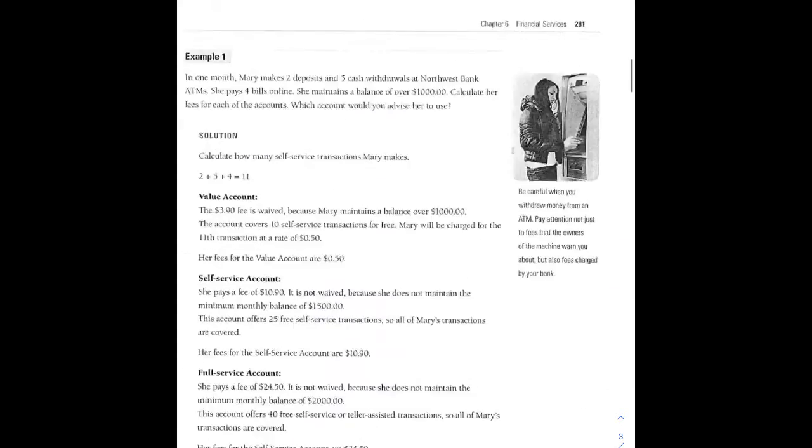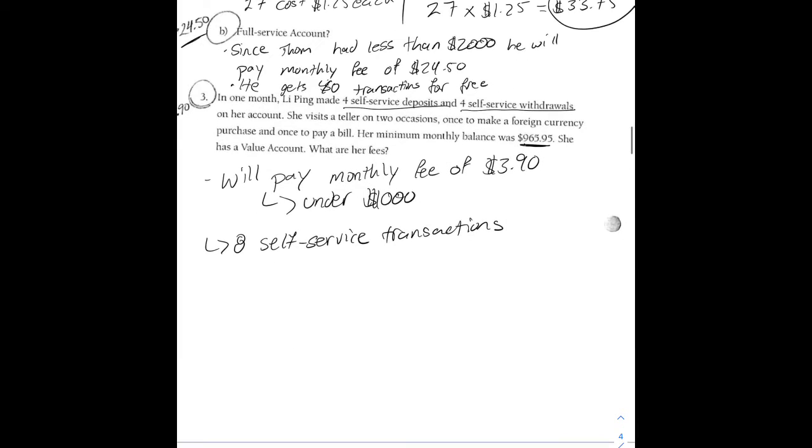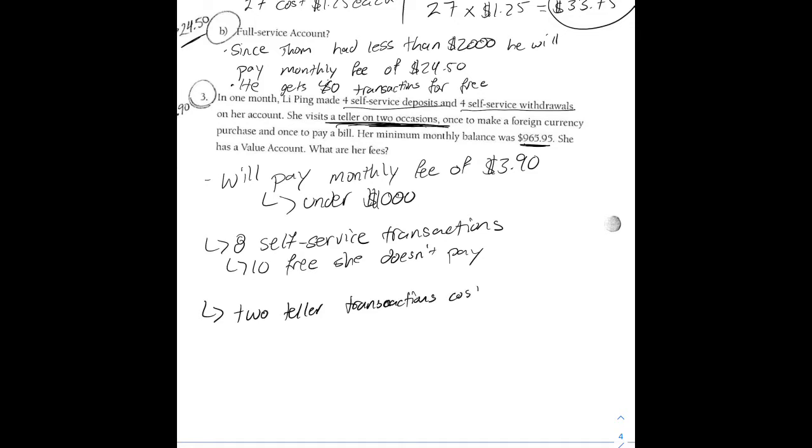But she does have to pay for the teller assisted here. So she pays $1 for every teller. So since she gets 10 free, she doesn't pay. Now this changes a little bit because she also did two teller transactions. So the 2 teller transactions cost $1 each.